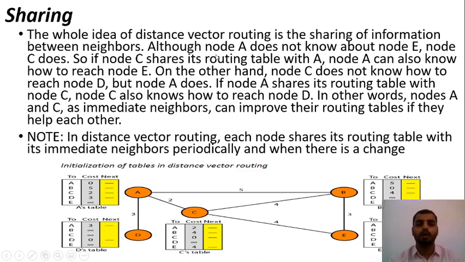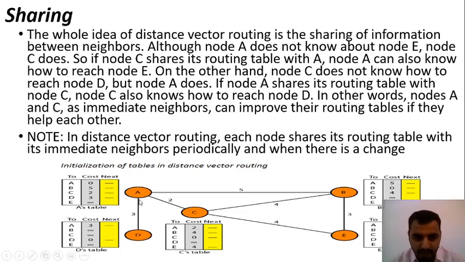Although node A does not know about node E, node C does. So if node C shares its routing table with router A, node A can also know how to reach node E. In the sense, I don't know something and you know something, so we share the information so that we both know the same things.